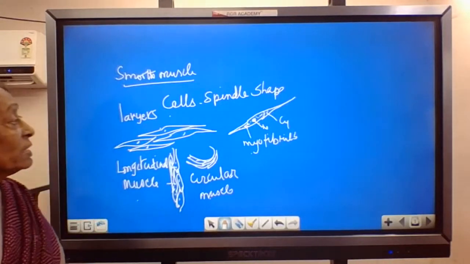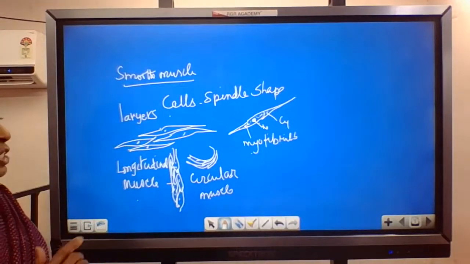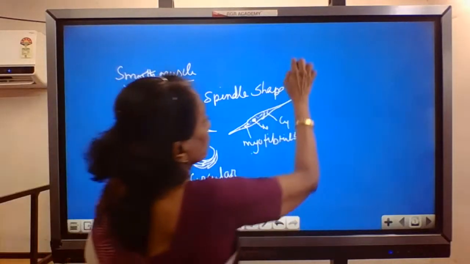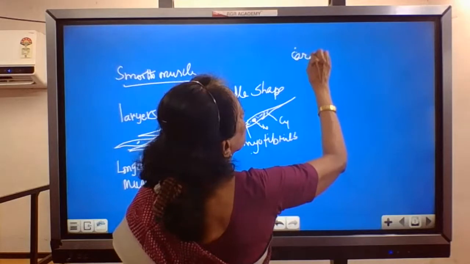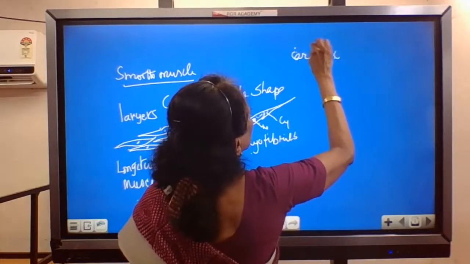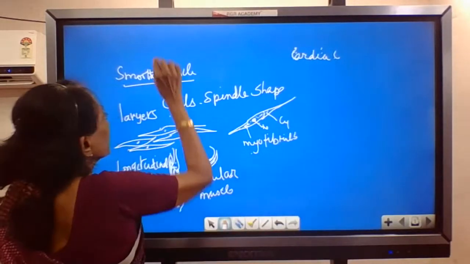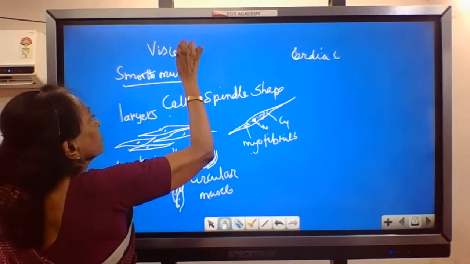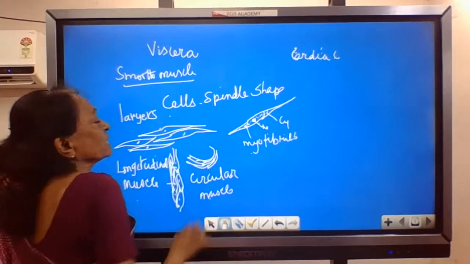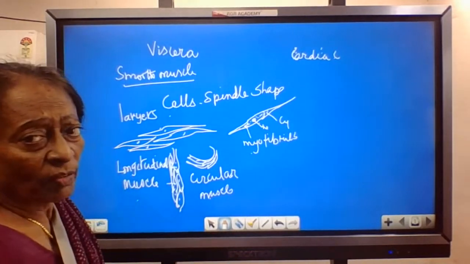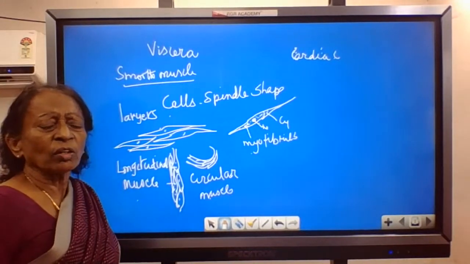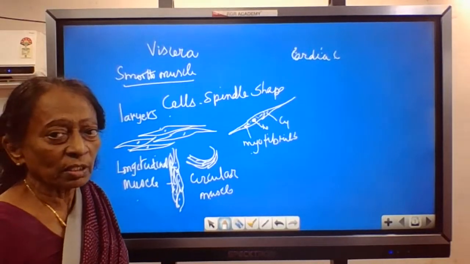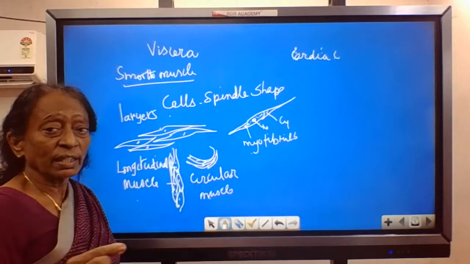So that is the shape of the smooth muscles. Now compare this with the cardiac muscle. The cardiac muscle occurs only in the heart. Smooth muscle occurs in the viscera, in all the viscera. Viscera means inner organ. So they are known as visceral muscle as well. All the smooth muscles occur in the inner organs of your body. So another name we can say is visceral muscle. Now, cardiac muscle occurs only in the heart.